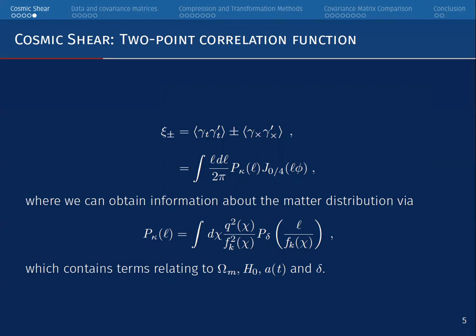This is the quantity that will give us information about the components of the universe. Inside this integral here, we see terms related to the density contrast, which is this delta. And inside this Q function, we have terms relating to the matter density of the universe, represented by omega m, the Hubble parameter, which is this H naught, and also the redshift dependence, which is represented by the scale factor A.